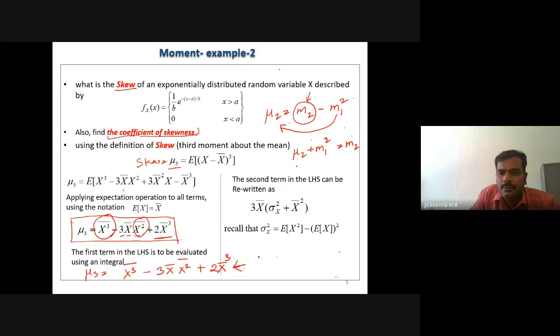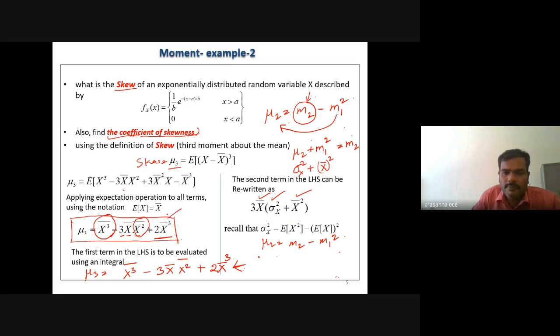So what is this mu2? This is nothing but sigma x square plus, what is m1? That is x bar. So that is x bar the whole square. So sigma x square plus x bar the whole square is equal to m2. That I am bringing in here. This is because of the formula mu2 equal to m2 minus m1 square. Why we are writing in these terms is we know this value. Already from the previous example we know this value and this value. So this value is also known. We are bringing in terms of known values.